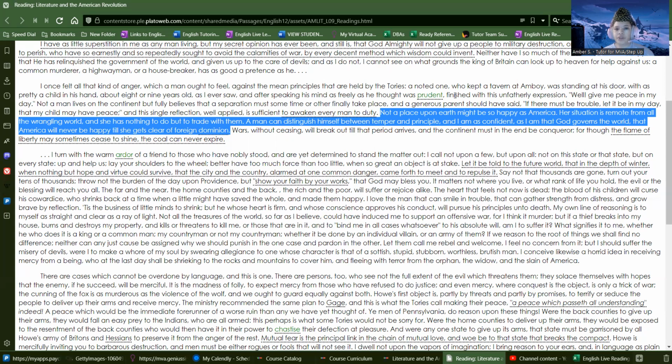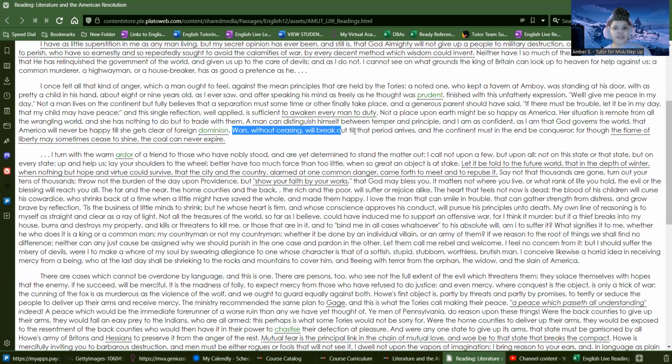But also that America will never be happy until it's fully independent. Like it just won't be the best it can be while it's under Britain. And he's saying that a man can distinguish himself between temper and principle. So he's saying that this isn't just a feeling. This is something that he absolutely knows personally to be the correct thing from what he's seen about what America is capable of.